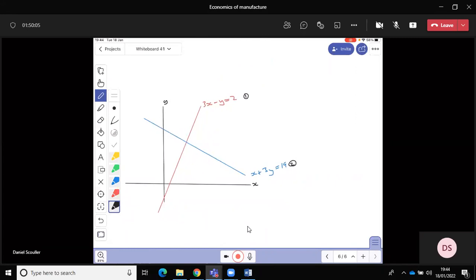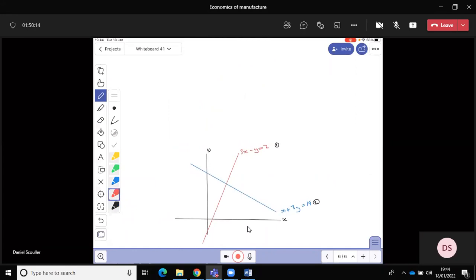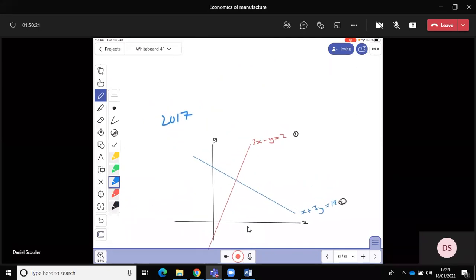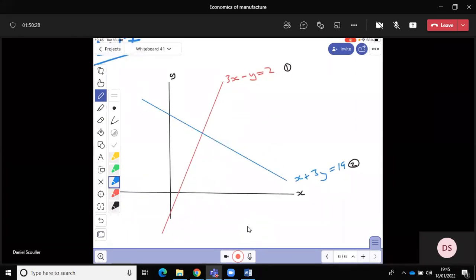So this is a past paper question. This is 2017, paper 1, so it's in the non-calculator paper. We've got 2 lines there, similar to what we had. We've got 2 equations. They've actually got it in the format that we'd want it. So they've got x, y, and then the number.